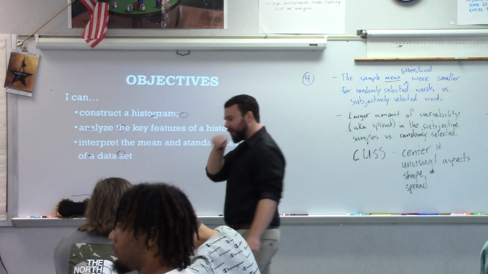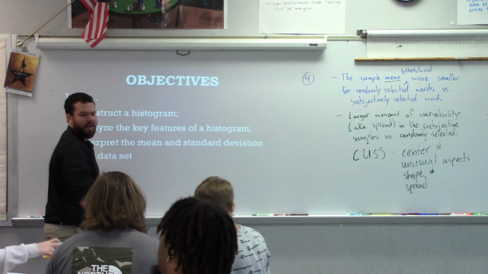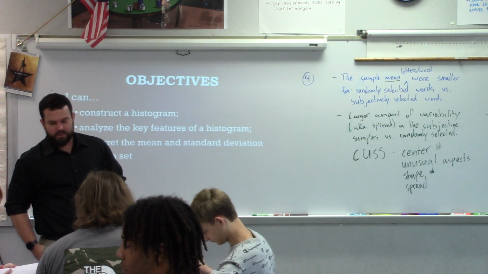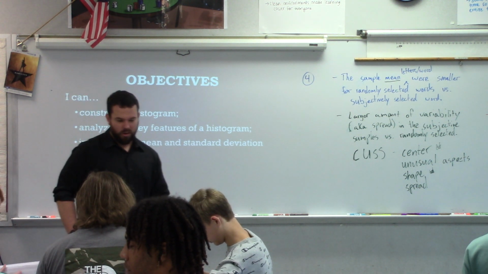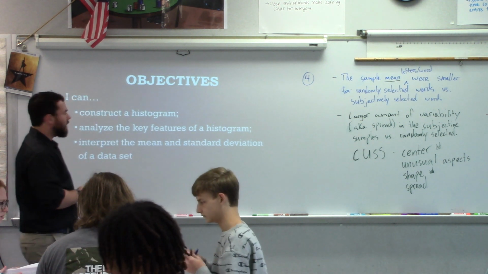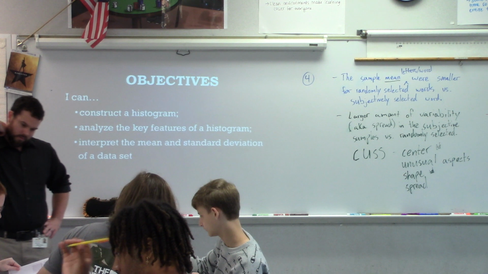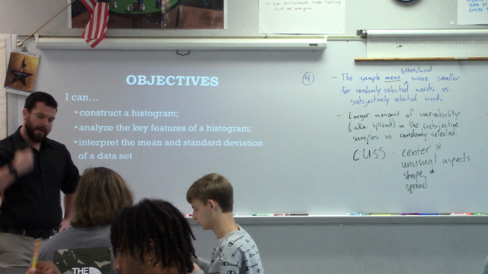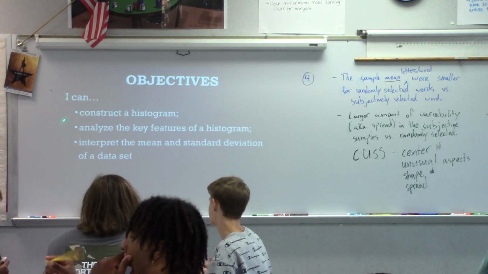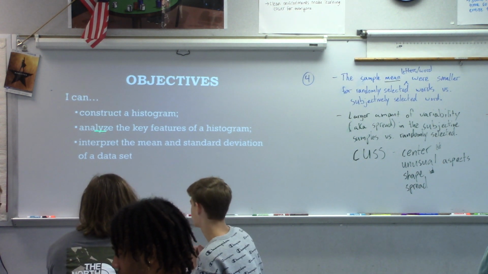But we're going to actually go backwards in the book at this point. We're going to go to like M5-7 or so. So Module 5 is all about statistics. I may have lied about the number. Perfect. It is M5-7 is where we are right now. All right. So we're going to look at this idea of constructing a histogram, and we're going to talk about analyzing the key features of a histogram, and we're going to talk about interpreting the mean and standard deviation.